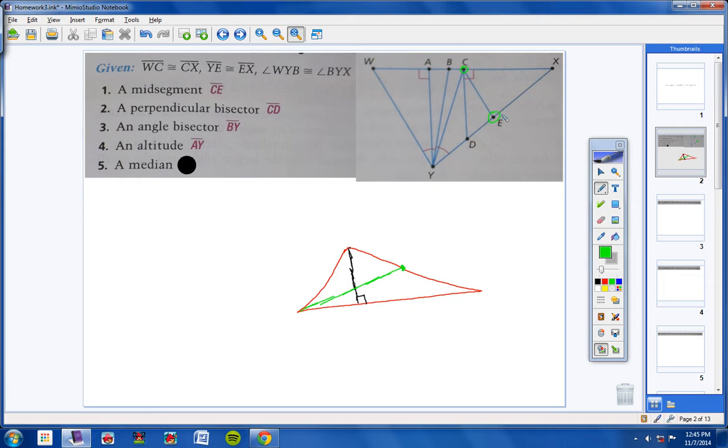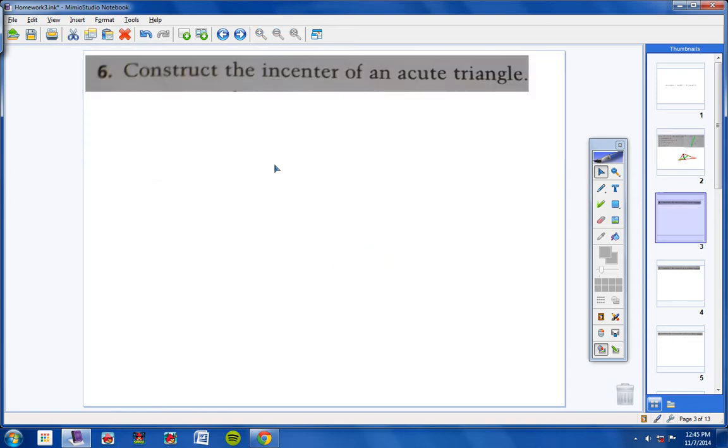Well, this line here coming off of E doesn't go to a vertex. It goes over here. So look at C. This line right here, this is it. This line comes from a vertex right here and hits the midpoint. So CY. CY is a median. There we go. Moving on to number 6. Okay, construct the incenter of an acute triangle. Okay, here we go.